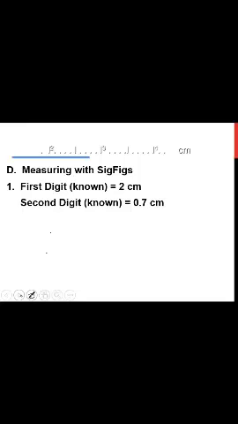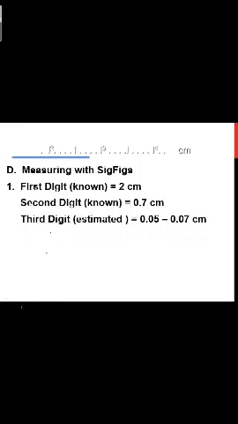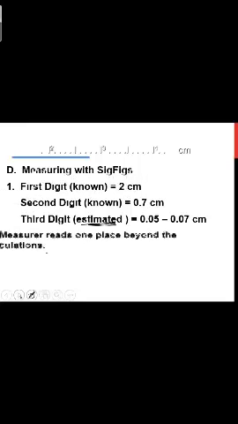And so we are going to estimate our third digit here, and you could say maybe 2.75, 2.76, 2.77. It's somewhere between the 0.7 and the 0.8. So this third digit is estimated. It's going to be different. Maybe even the person sitting beside you might have an answer that is a little different, but they're going to be very, very close. The 2 and the 0.7 should be the same. It's that estimated digit that might differ.